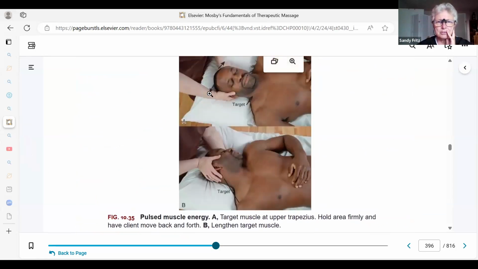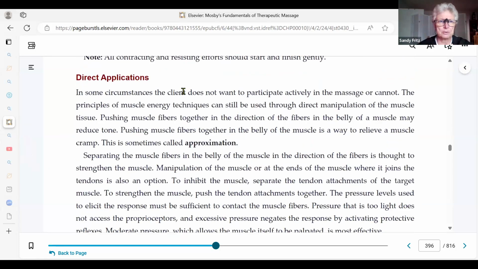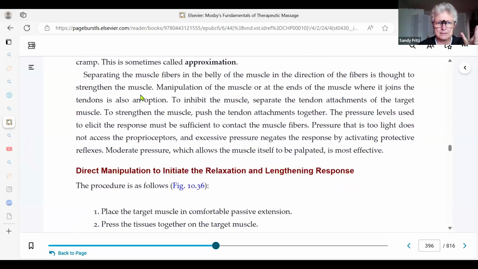These are hard to determine with the figures. That's why the videos that accompany this chapter are so important. Then you can sort of mimic some of this by pulling or stimulating the proprioceptors in the muscle, and that's what this is about.